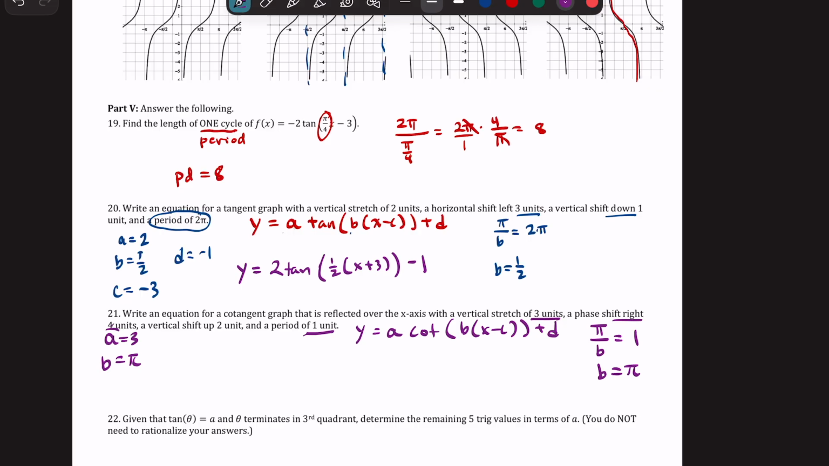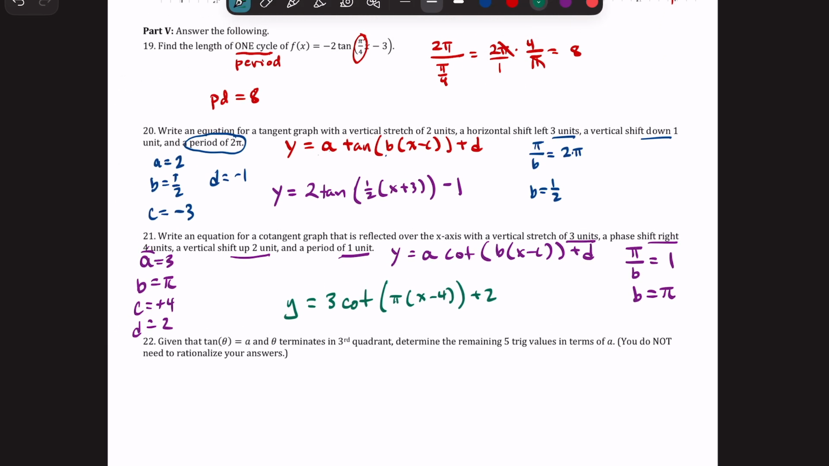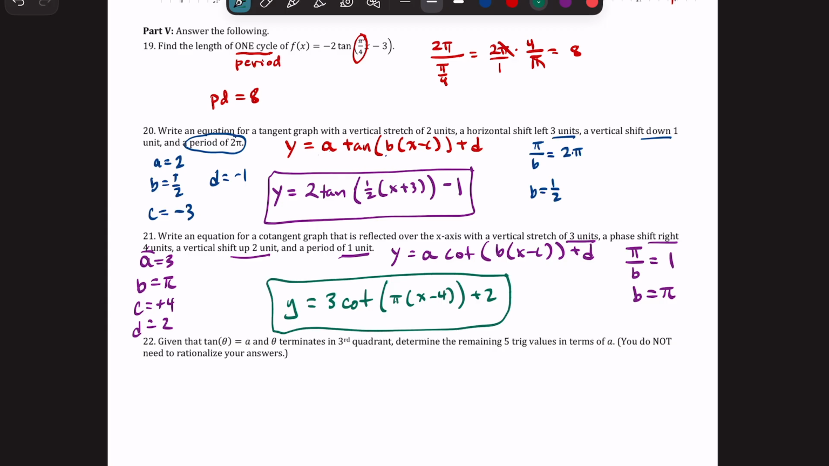Shift right 4, so c is positive 4. And d, what did we get for d? It's shift up 2 units, so d is 2. So I'm gonna go write my equation. Y equals 3 cotangent of pi times x minus 4 plus 2. Great. That's the cotangent graph. And I'm gonna go ahead and box these so that we know what the answer is. It's obvious, but there's a lot of stuff going on here.